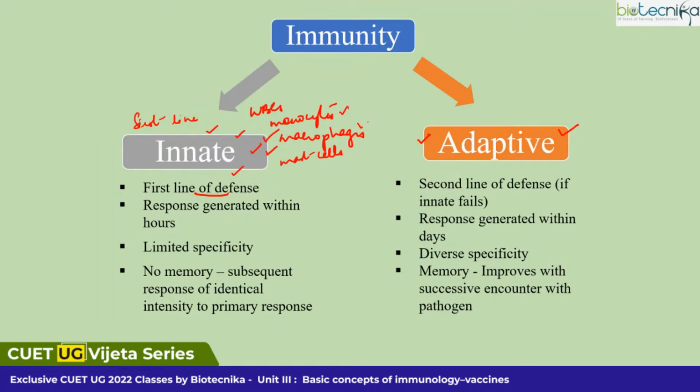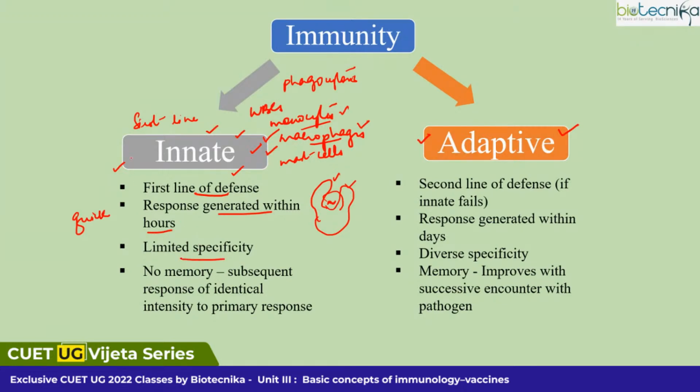So these are phagocytic in nature. They can perform phagocytosis, where if any pathogen is there, they can extend their pseudopodia-like structure. Suppose it's a bacteria, through this pseudopodia-like structure, they'll engulf this bacteria. This process is known as phagocytosis, which these cells can perform, right? The response generated whenever the innate immunity gets activated comes within hours, which means it is very quick. But there is one limitation: it has limited specificity.